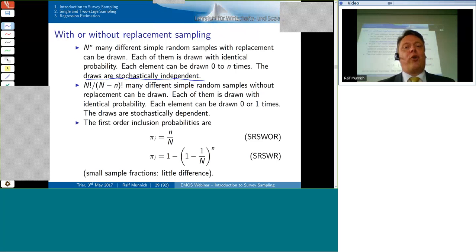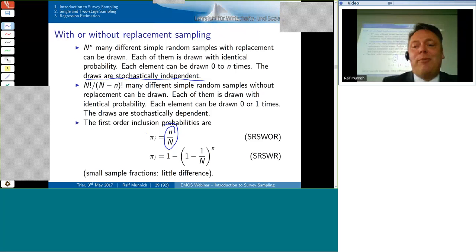But if you come back to the first-order inclusion probability concept, then we see something very interesting. In the simple random sampling without replacement case, the inclusion probability is small n over capital N. Well, why is that? You're interested in one special element. You take all samples where you have one element, the number I defined, and the rest can be whatever. So you take the variations of them over all variations. If you divide them by each other, you get small n over capital N.